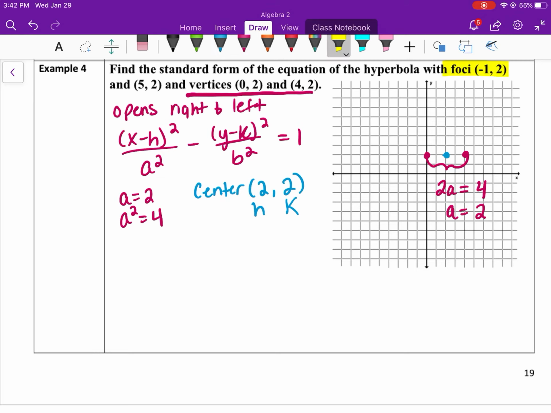Next, I'm also given my foci points. My focus points tell me my C value. So if I look at those -1, 2, and 5, 2, the distance from -1 to +5 is a distance of 6. From focus to focus is twice the value of C. So if 2C, the distance across, is equal to 6, then C equals 3.